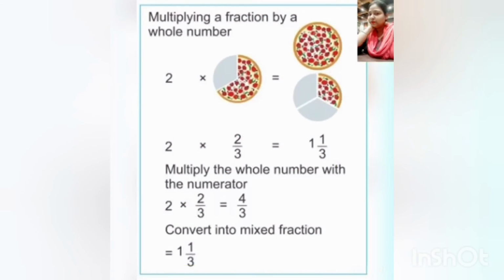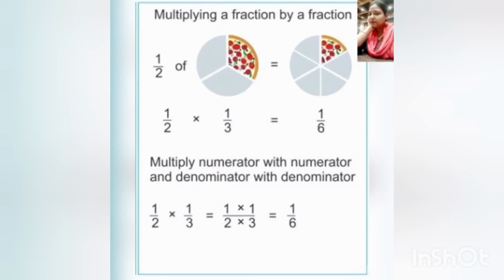Now learn the multiplication of a fraction by a whole number. As you see, we multiply 2 by 2 by 3. So 2 is multiplied by 2 and 3 as it is. तो number क्या आ गया हमारे पास? 4 by 3.